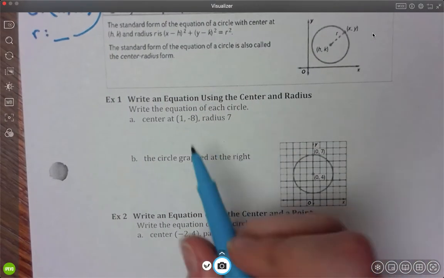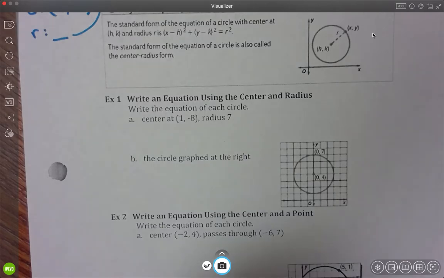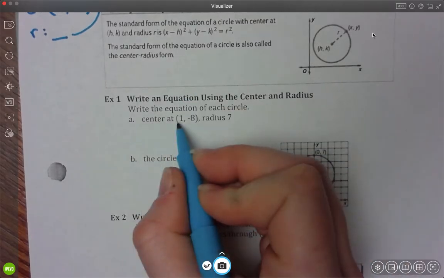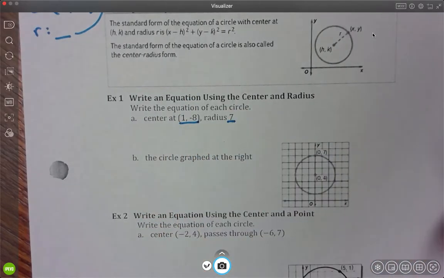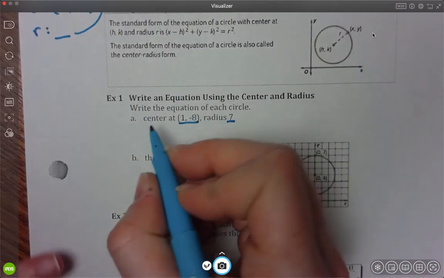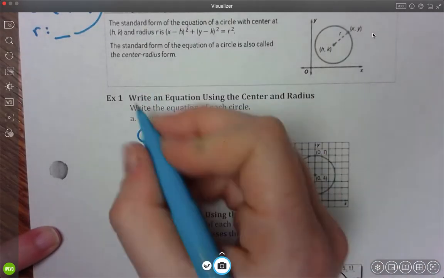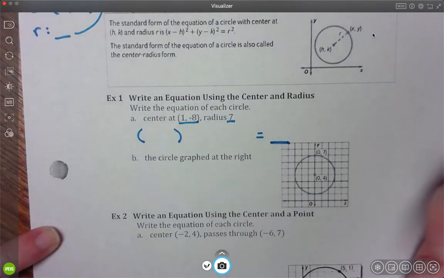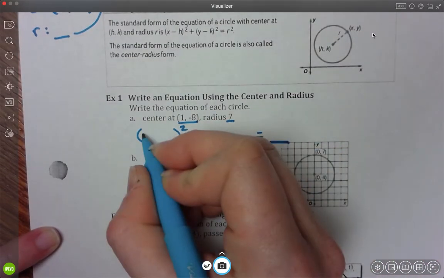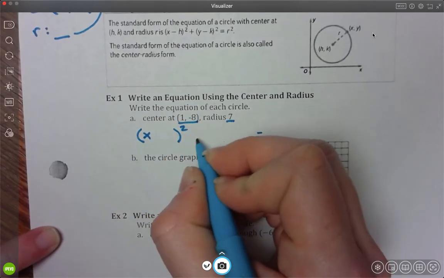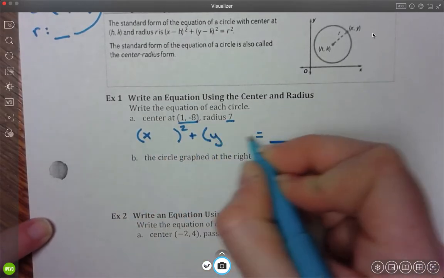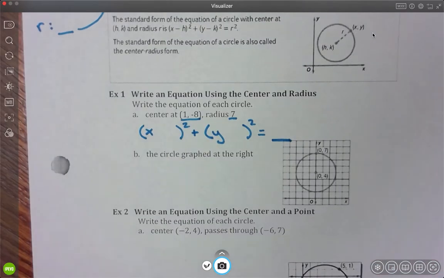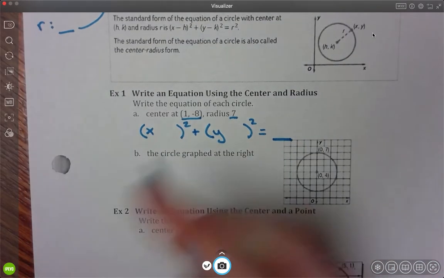They want us to write the equation of each circle, so they give us exactly what we need. We need the center, we need the radius, and then we just need to write the equation. I'll put the radius on the right. So I need x minus h squared plus y minus k squared equals the radius squared. These numbers just go in here.